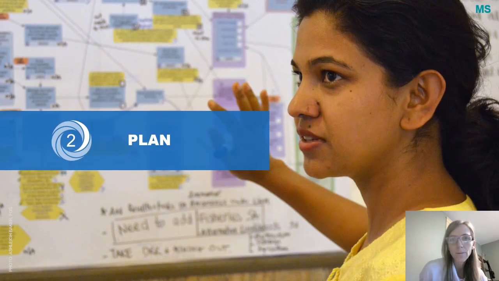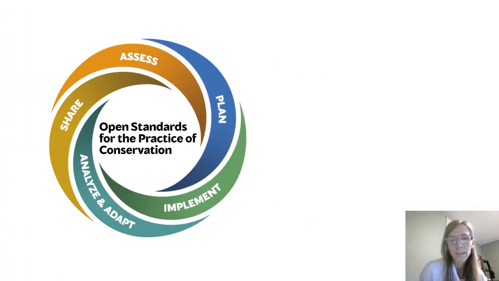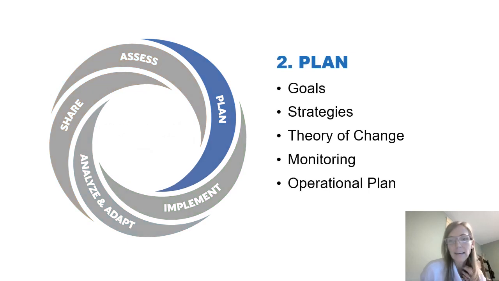So the next step is really about pausing and planning interventions based on the situation that we assessed in the first step. So the second step for planning includes developing goals and strategies, developing the theory of change around our strategies, monitoring those and setting up a protocol for how to measure and monitor the change that we hope will occur, and then creating a plan.